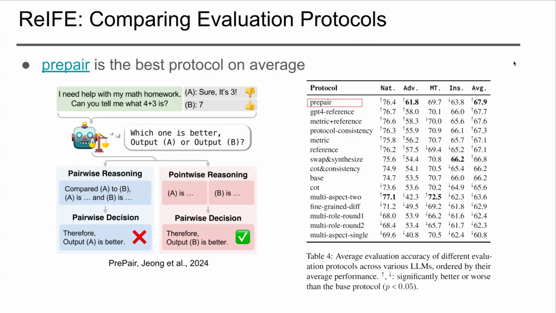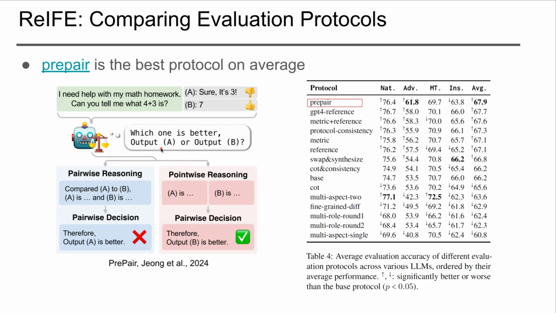Now we look into the evaluation protocols that are more complex. In this analysis, we have a big grid of models and evaluation protocols. Here we are looking at evaluation protocol performance averaged over all models to see which protocol is better. And so far we see that the Prepair protocol is better. And Prepair is like this.